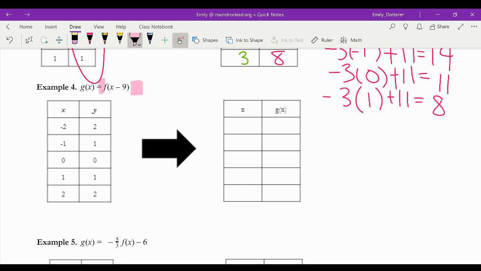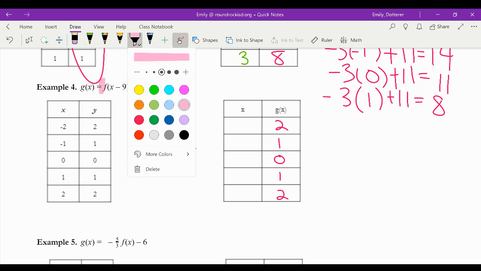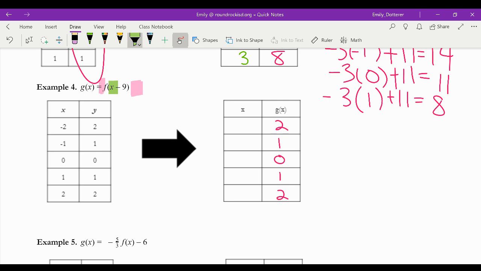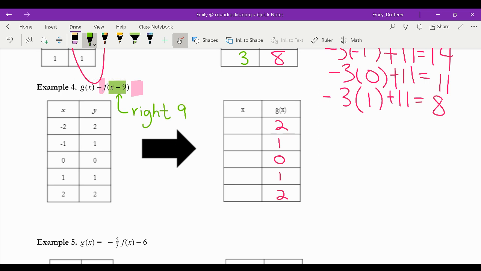This time we don't have an a value or a d value, so the y's are going to stay the same. The only thing that's going to change is our x value. It's going right 9, so we're going to add 9 to it. There we go.